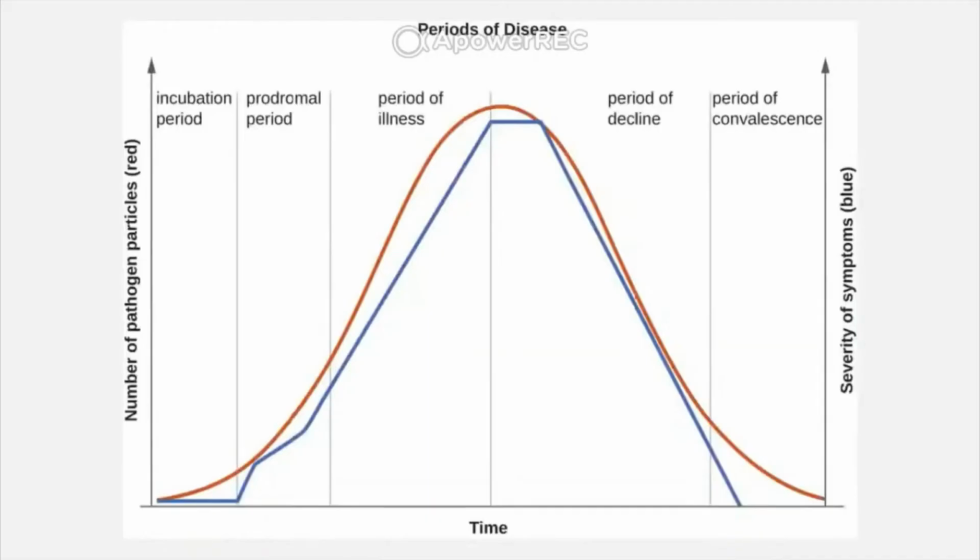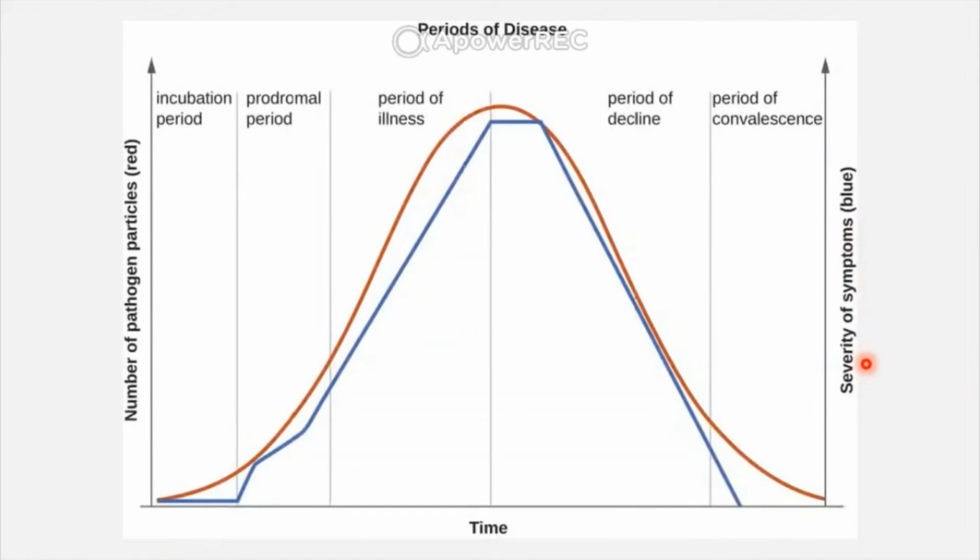One of the last things we'll cover in this chapter are the periods of disease. If you look at this graph, on the x-axis we have time over the course of an infection. On the y-axis we have 2 different things we're plotting. In the red line, we're plotting the number of pathogen particles present in the body. On the blue line, we're graphing the severity of symptoms.